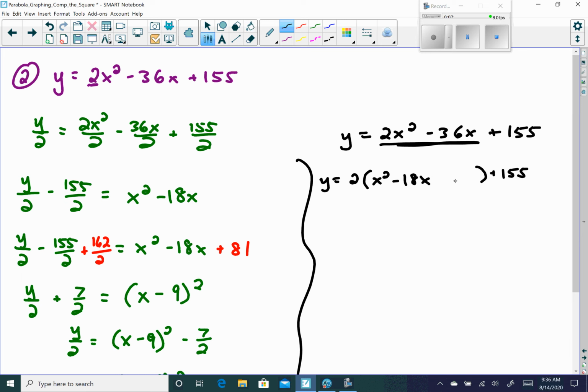Now I complete the square inside. So again, half of 18 is 9. 9 squared is going to be 81. But I didn't just add an 81 to this side. When I go to distribute this 2 back, I'm really adding a 162. So then I subtract a 162. Then here I just factor 2 times the quantity x minus 9 squared, and we avoided fractions this way. And then I get the minus 7 here. So a little bit quicker of a method if you wish to practice this.